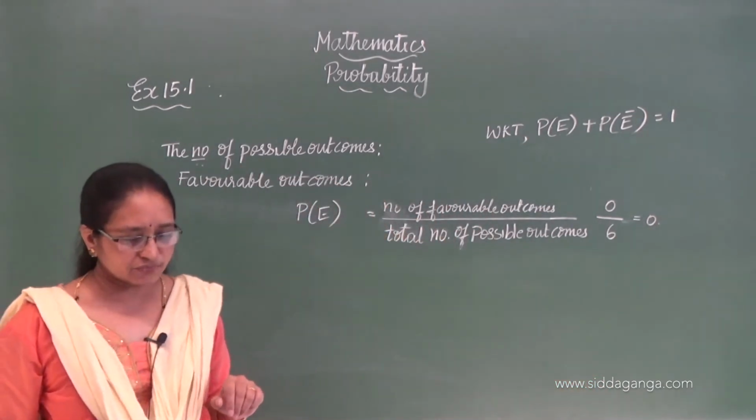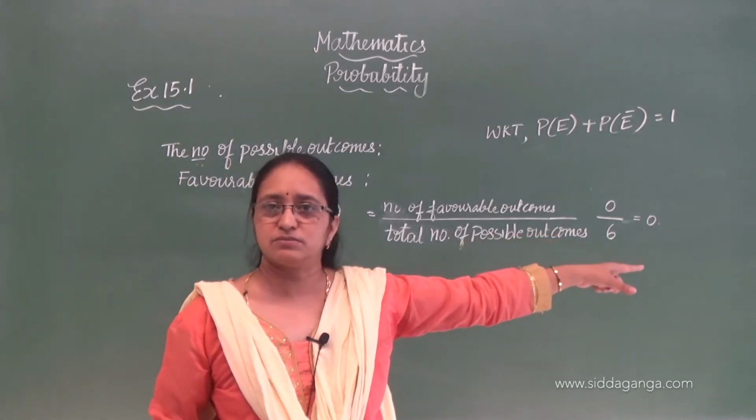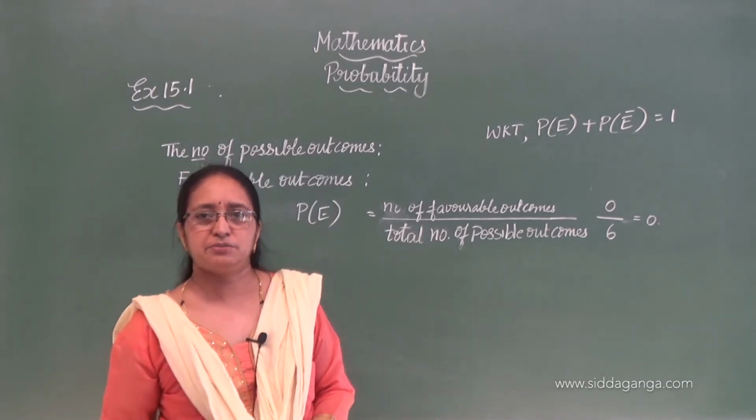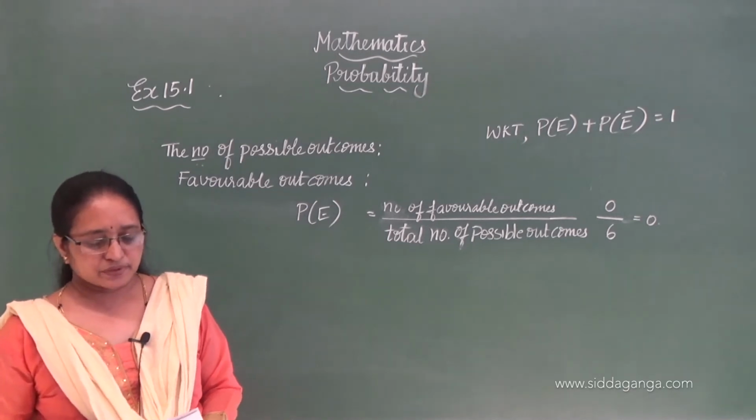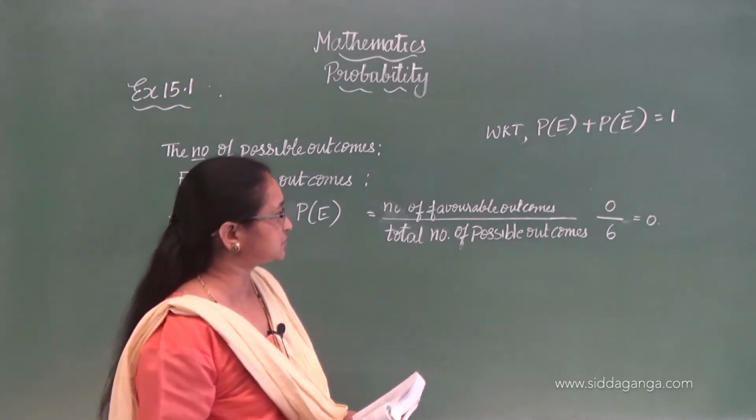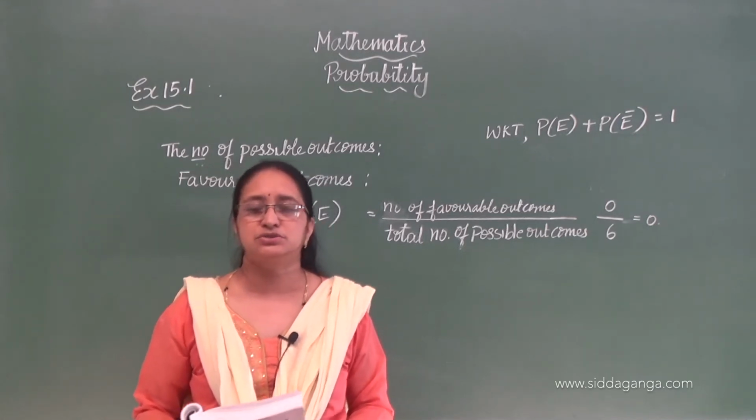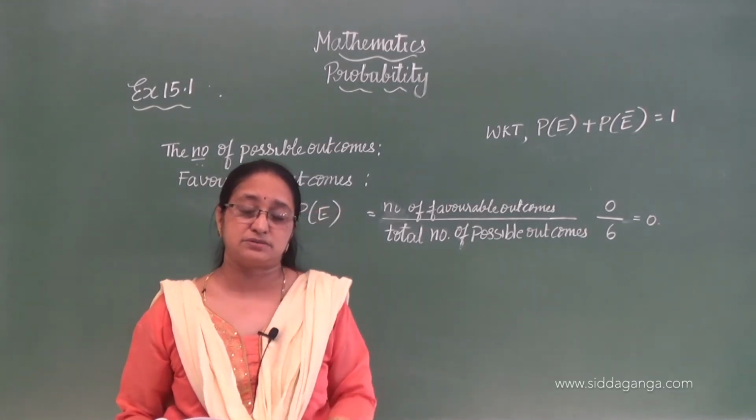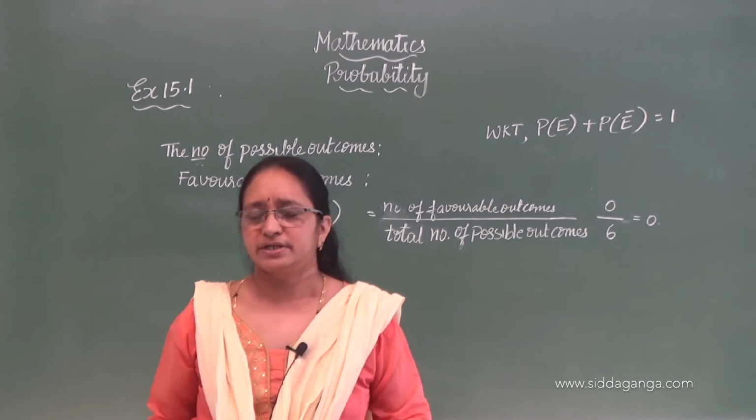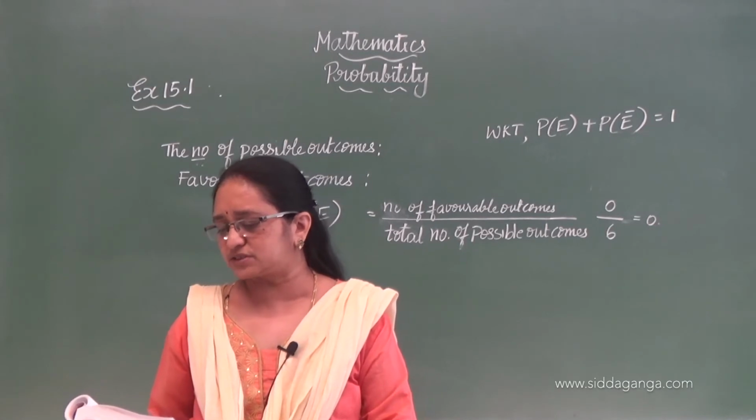So, probability of an event that cannot happen is 0. Such an event is called an impossible event. Next, the probability of an event that is certain to happen is 1. Such an event is called a sure event or certain event. I had explained this in the introduction class. Fourth one, the sum of probabilities of all the elementary events of an experiment.